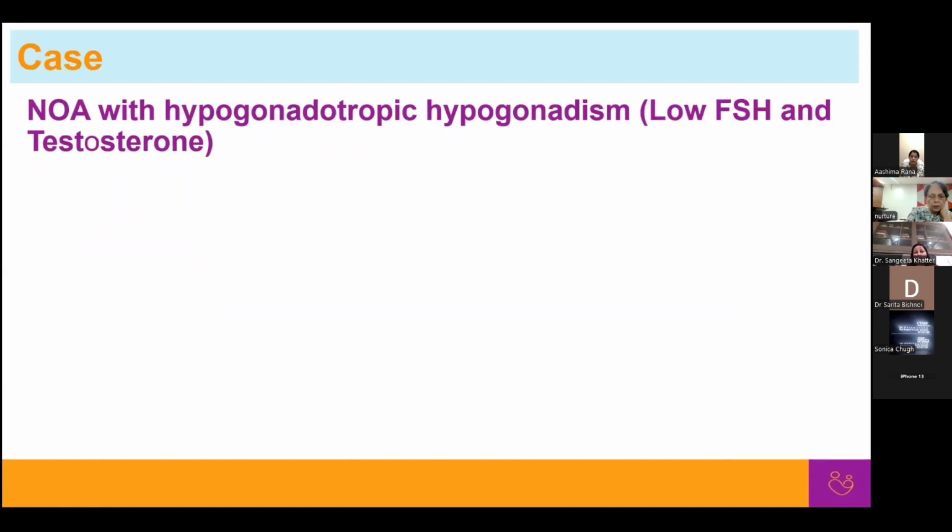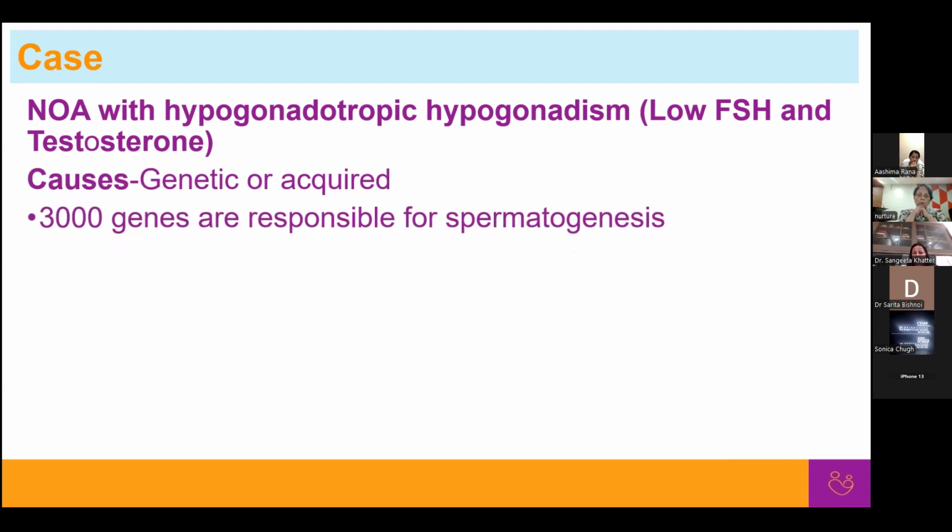Yes, ma'am. So another case I would like to highlight is non-obstructive azoospermia with hypogonadotrophic hypogonadism, that is low FSH and testosterone. Now, most of the hypogonadotrophic hypogonadism can be genetic or acquired. We all know that. Genetic factors are very few, although 3,000 genes are responsible for spermatogenesis, and each and every day we are discovering new genes. But at present, I would say only a few percentage of cases can be genetic.